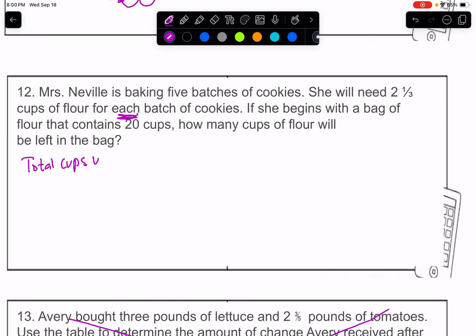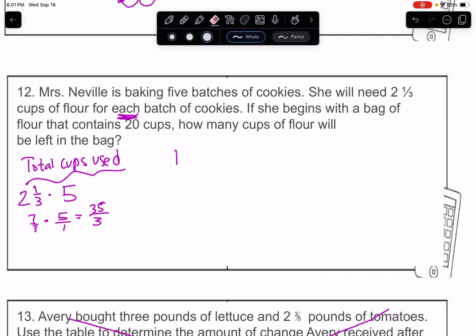So our remaining cups of flour is 20 minus 35 over 3. Well, in order to get common denominators, we have to make that 20 over 1. Multiply top and bottom by 3 to get a common denominator of 3. This becomes 60 over 3 minus 35 over 3. Hopefully you can do that in your head. It's 25 over 3, which is, as a mixed number, 8 1/3 cups of flour remaining. All right, so that is how many cups of flour they're left with.